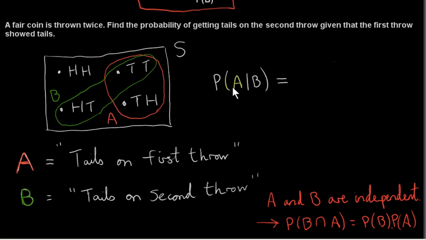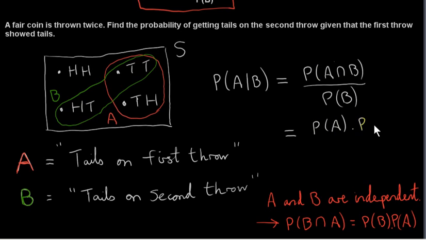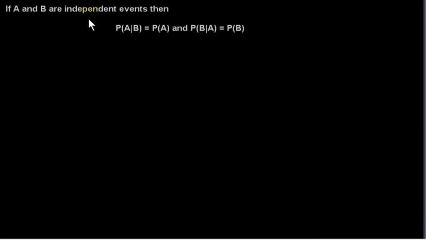Now suppose we turn this around and consider the probability of A given B. Well, that's the probability of A intersecting B divided by the probability of the event that's conditioned on, which is B. Well, the probability of A intersecting B is the probability of A multiplied by the probability of B, since A and B are independent events. And we divide by the probability of B, these cancel, and we get the probability of A. So in summary, if A and B are independent events, then the probability of A given B equals the probability of A, and the probability of B given A equals the probability of B.